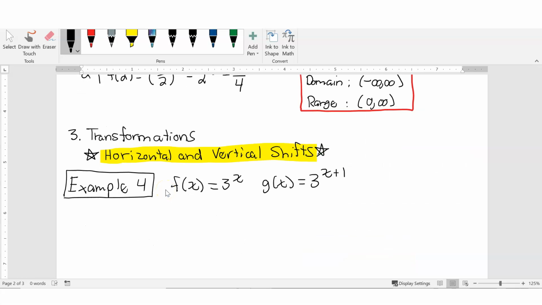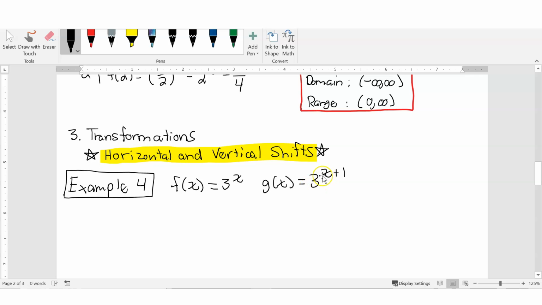Now that we've learned how to graph exponential functions, we'll look at transformations of those functions. And for our purposes, for exponential functions, we'll only focus on horizontal and vertical shifts. So let's look at example 4 on page 469 of your textbook. Here they want us to use the graph of f of x equals 3 to the x power to graph g of x, which is 3 to the x plus 1 power.